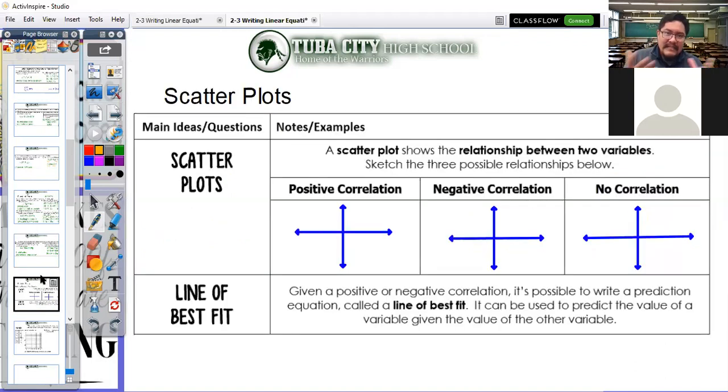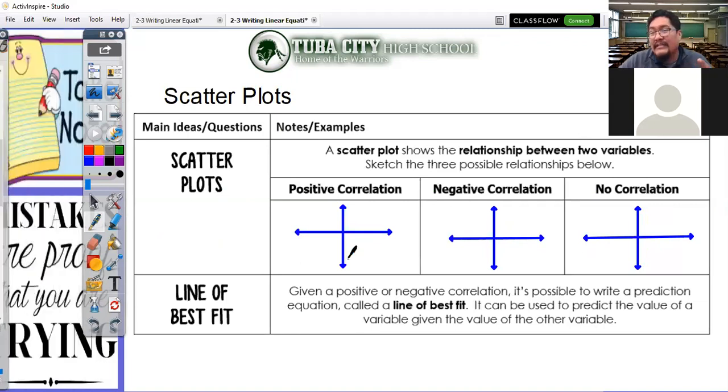So we're going to talk about scatter plots and correlation. A scatter plot shows a relation between two variables. And right now we've got to sketch the three possible relations here. I don't remember if I included this worksheet, maybe I did, maybe I didn't, but again, whatever. It's part of the lesson.